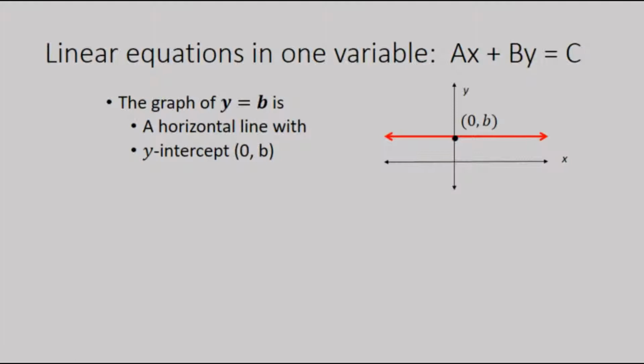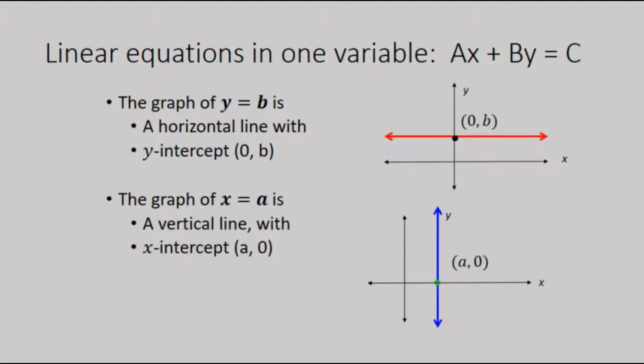If we go back to our standard form of a linear equation, and this time let b equal 0, the resulting equation is x equal to some constant. And when we graph that line, the result is a vertical line with the x-intercept at (a, 0).